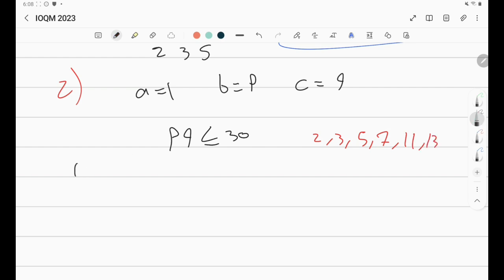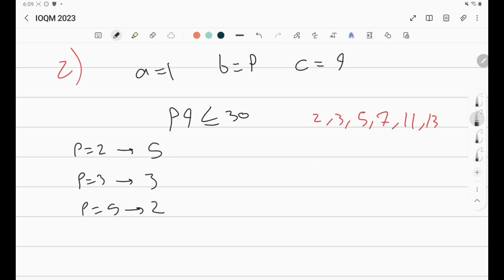Now, for example, you can pick P is 2. How many do we have? Q should be less than 15, and you should not choose 2, so you've got 5 here. P is 3, then Q is less than 10, and you can just pick 3 here. If P is 5, then it should be less than 6, and you can just pick 2 of them, 2 and 3. If P is 7, then you can just pick 2 again.